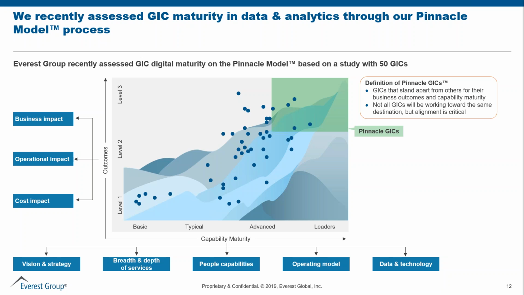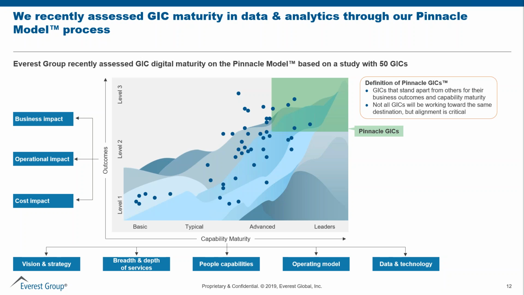When you say cost impact, it is the savings it has generated for the broader enterprise. Operational impact means the improvements it has made to the parent enterprise in terms of operational metrics, such as your process cycle time, accuracy, staff productivity, etc. And business impact really means to what extent has work done in the GIC truly impacted the business of the enterprise and transformed this into a source of competitive advantage for the enterprise.